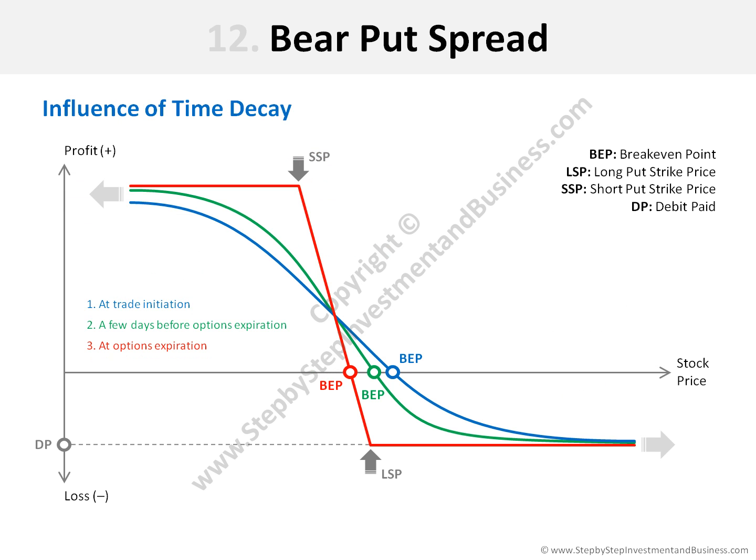In this graph, we can see the influence of time decay on the position. On the vertical axis, the profits and losses of the position are indicated, and on the horizontal axis, the stock price is indicated. The blue curve indicates the profits and losses at trade initiation. As we get closer to options expiration, the curve of profits and losses is like the one shown in green. And finally, at options expiration, the curve of profits and losses is the one shown in red. For this strategy, the effect of time decay will depend on the chosen strike prices.